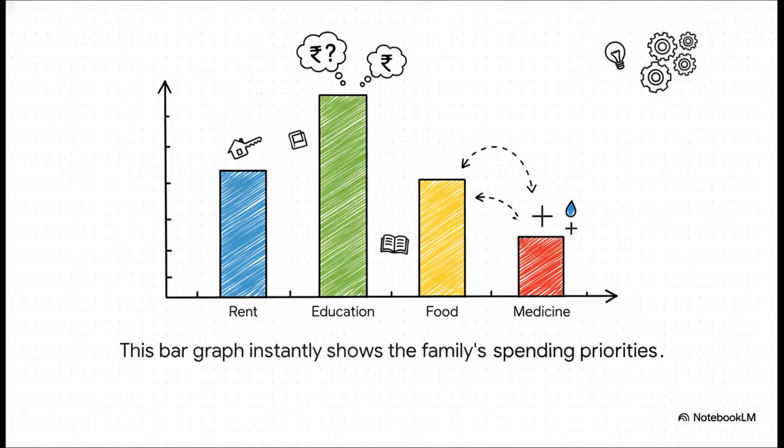Remember that family budget? That wall of numbers? Well, look at it now. Bam! The story just jumps right out at you. Instantly, you can see that rent and education are the two biggest expenses, towering over everything else. You can see they spend more than double on those than they do on medicine. The story isn't hidden anymore. It's right there, clear as day.